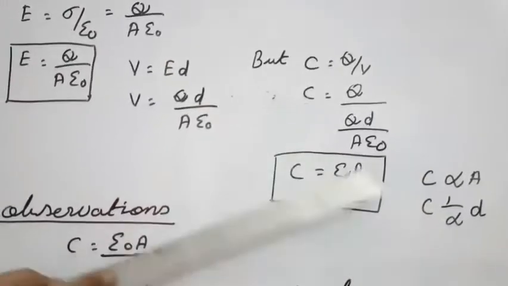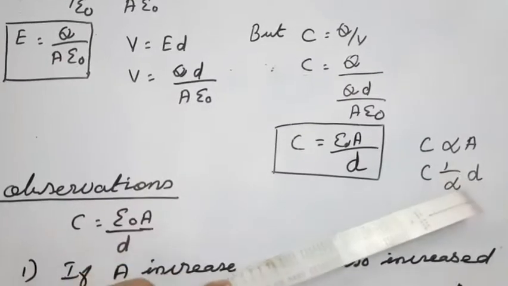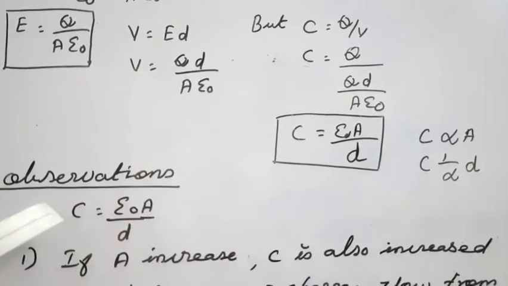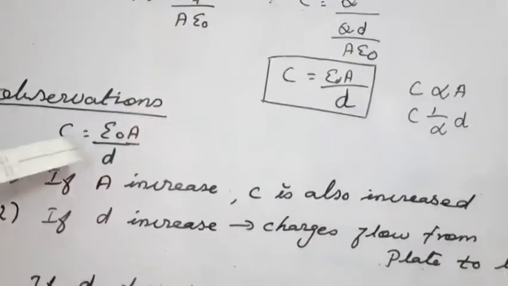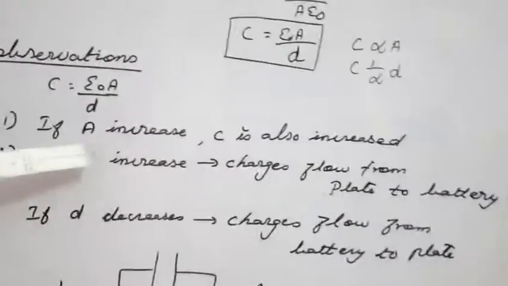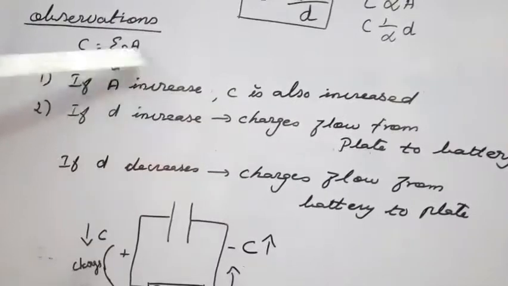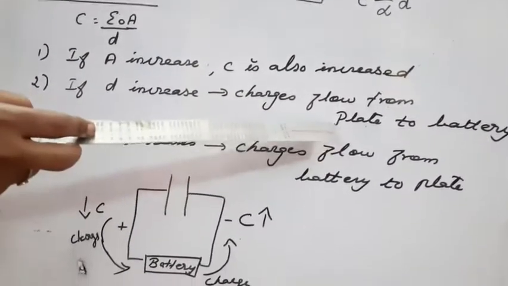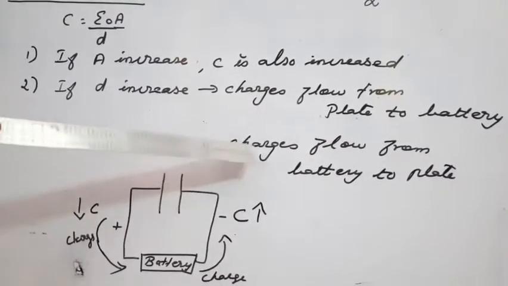From this it is evident that the capacitance is directly proportional to the area of the plates and inversely proportional to the distance between the plates. And we will discuss some observations from this equation. First, from this formula, if A is increased, C is also increased. Second, if d, the denominator value, is increased, C decreases. C decreases means the charges flow from the plates to the battery. And next, if d is decreased, C is increased.